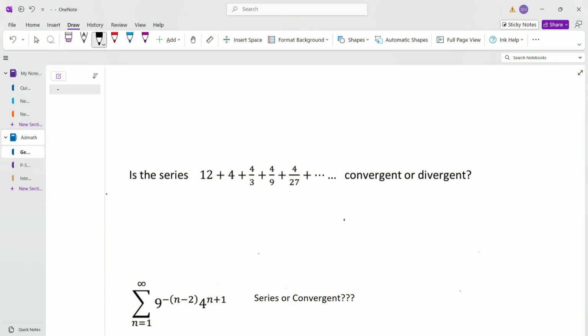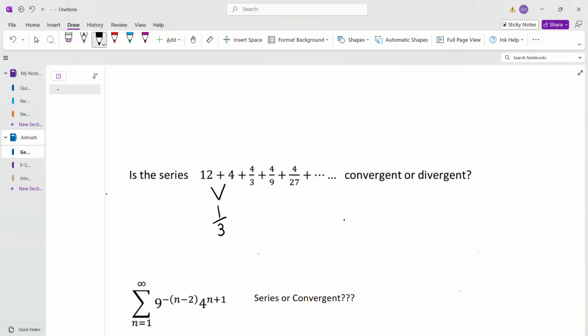We have 12 plus 4 plus 4 over 3 plus 4 over 9 plus 4 over 27 and so forth. So the question is, does this series converge or diverge? Let's analyze the series. As you can see, we have our first term 12 and its next term is 4. So what happened here is that it is reduced by 1/3.